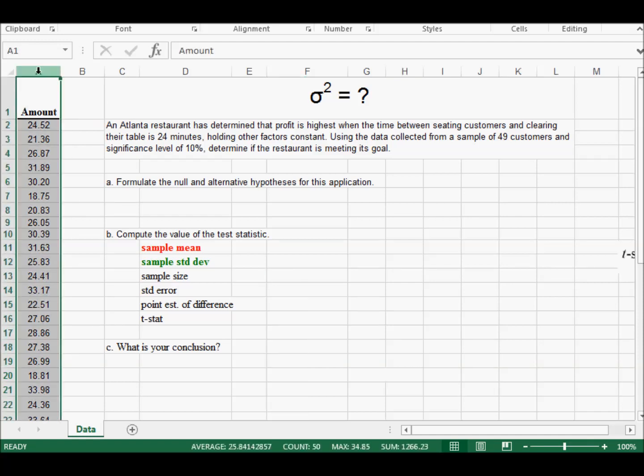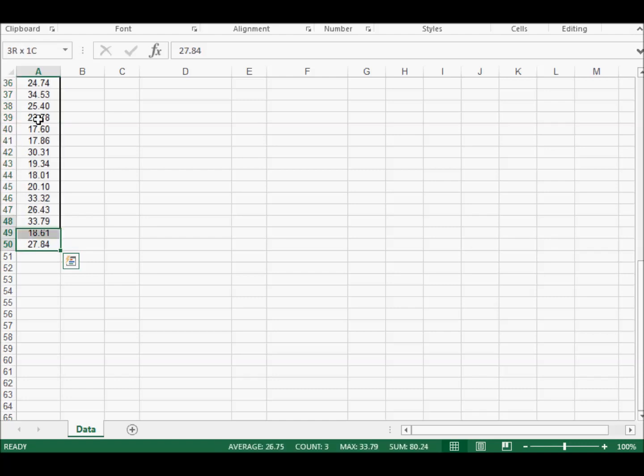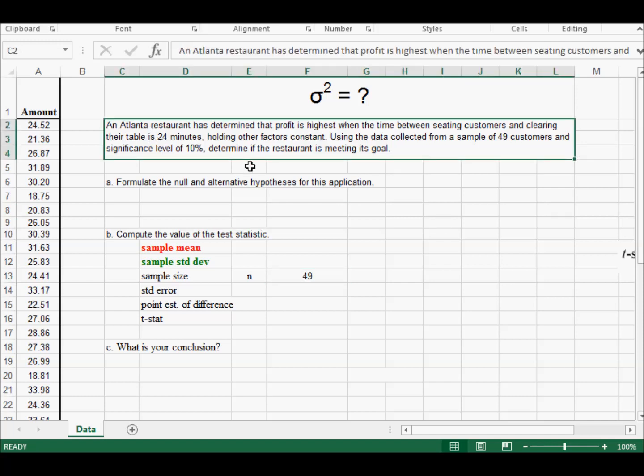The data is already in here. All 25 of you guys have different data because we have different samples. The sample size looks like it is 49. So I'm going to go ahead and enter that right here. Everybody has a unique set of numbers over here because we have unique samples of 49. Our sample of 49 observations is used to answer this question.